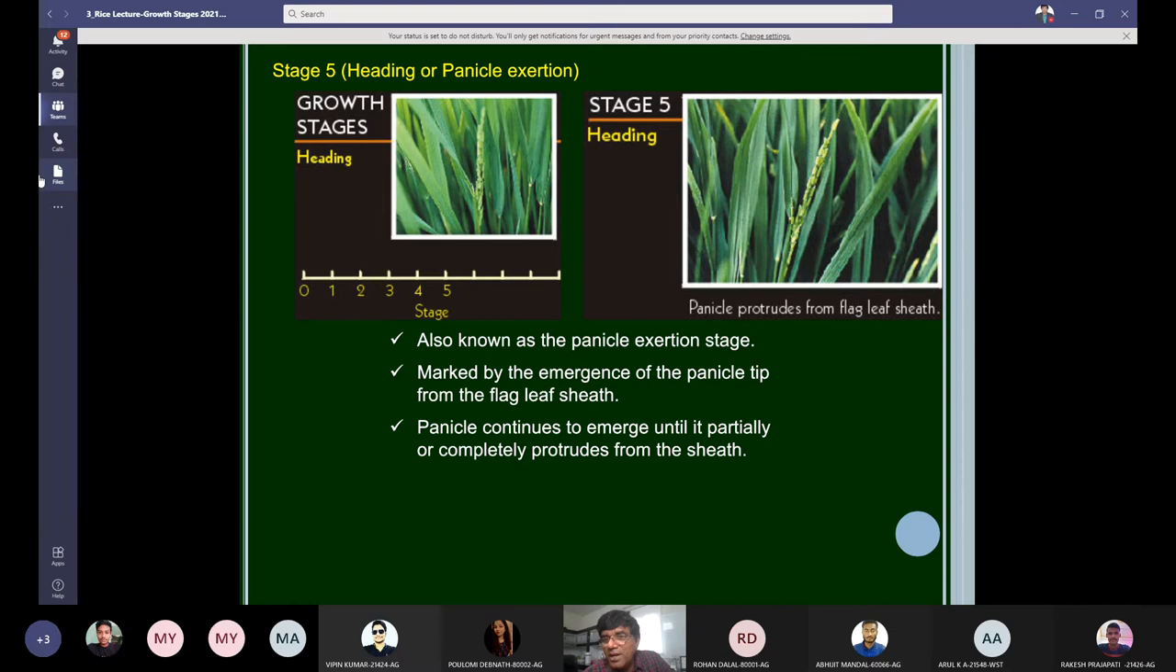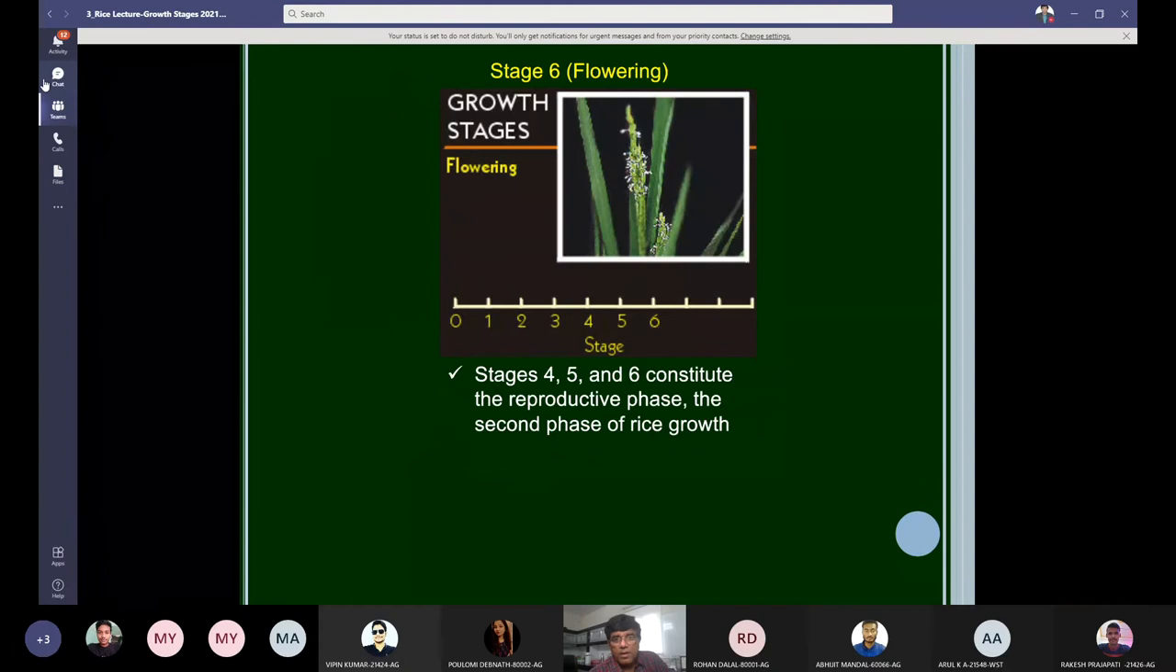It is like this. So also known as the panicle exertion stage, marked by the emergence of the panicle tip from the flag leaf sheath, the panicle continues to emerge until it partially or completely protrudes from the sheath. And now it is flowering. So stages 4, 5, and 6 constitute the reproductive phase, the second phase of rice growth. I told you that flowering and heading happen hand in hand, one after the other. So there is hardly 1 day, 24 hours, difference between heading and flowering.